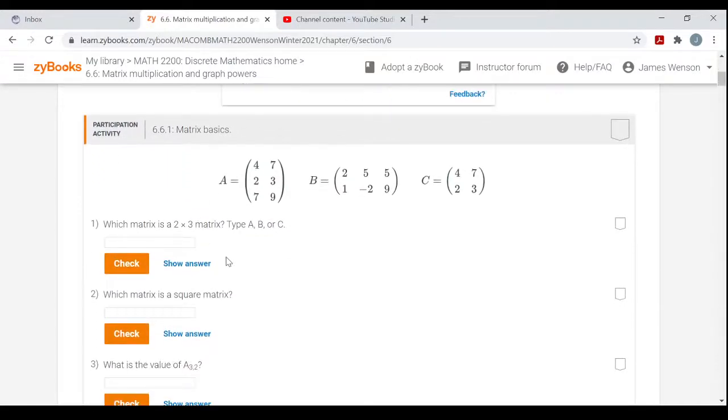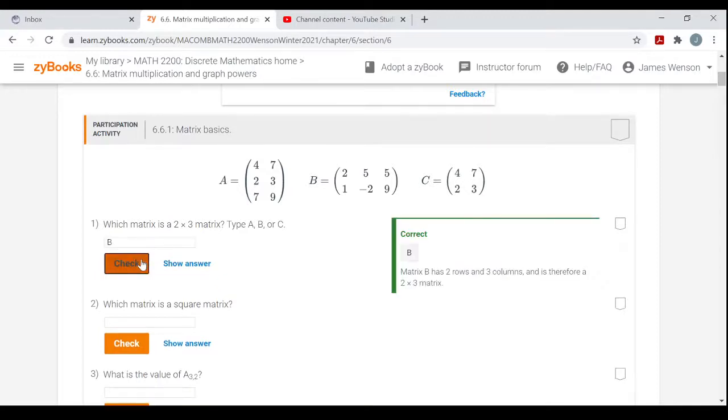Okay, so very simple. Here are some matrices, some arrays of numbers with rows and columns. Which matrix is a 2 by 3 matrix? So 2 rows, 3 columns. That would be B. 2 rows, 3 columns, so matrix B. Very, very easy. Which matrix is a square matrix that has the same number of rows as columns? Well, let's see. 2 rows, 2 columns with the 4 entries.